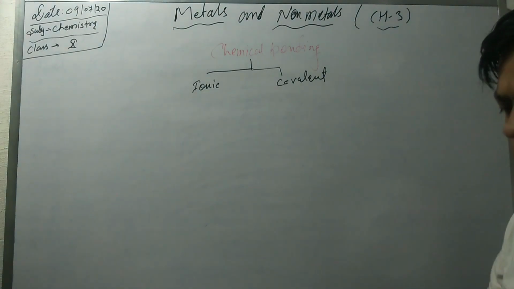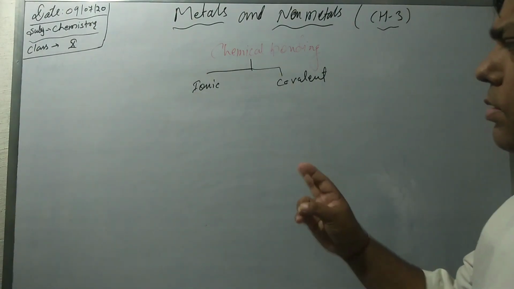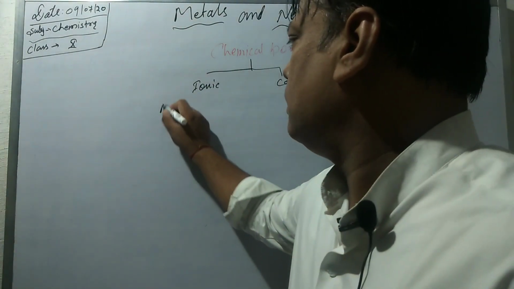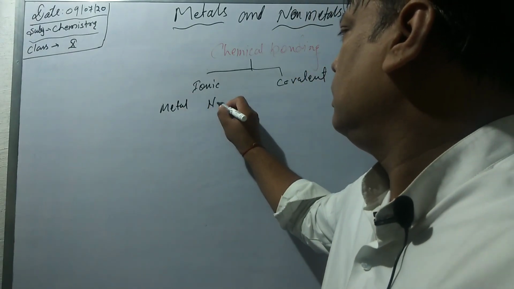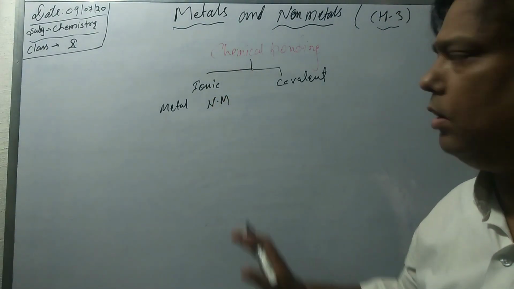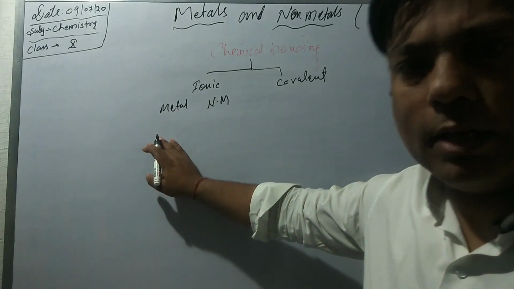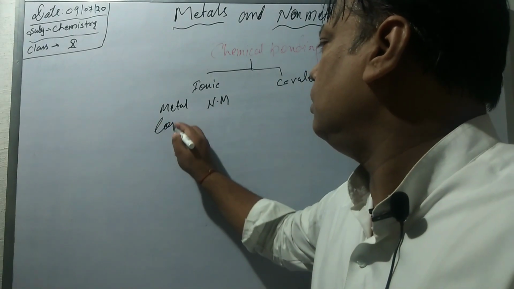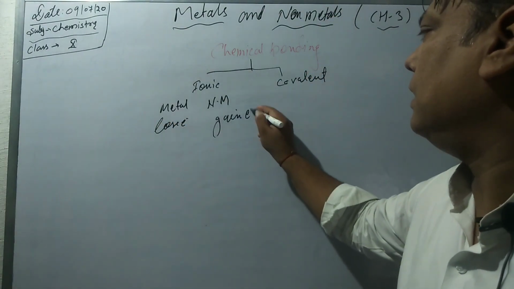In an ionic bond, there is a bond between two atoms. One is metal and the other is non-metal. In an ionic compound, there is a bond between metal and non-metal. Metal will lose electrons and non-metal will gain electrons.